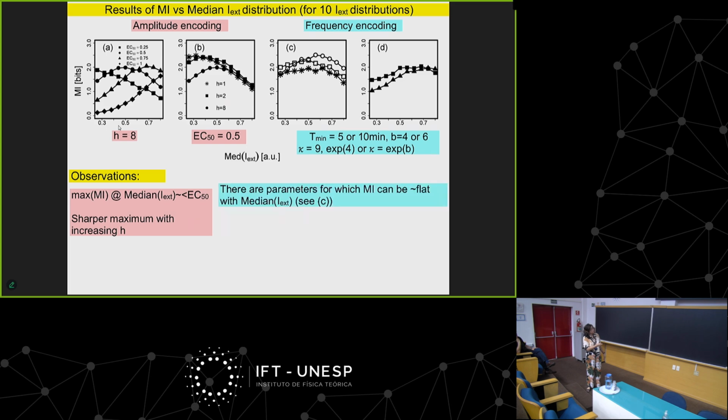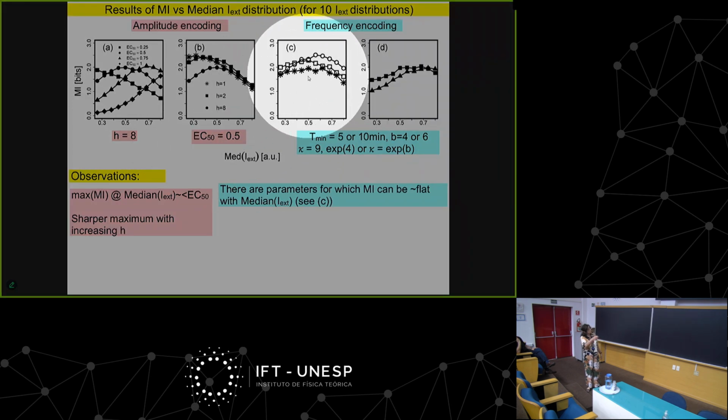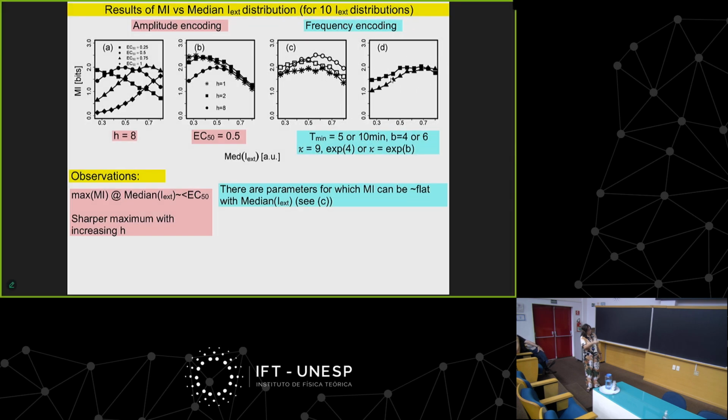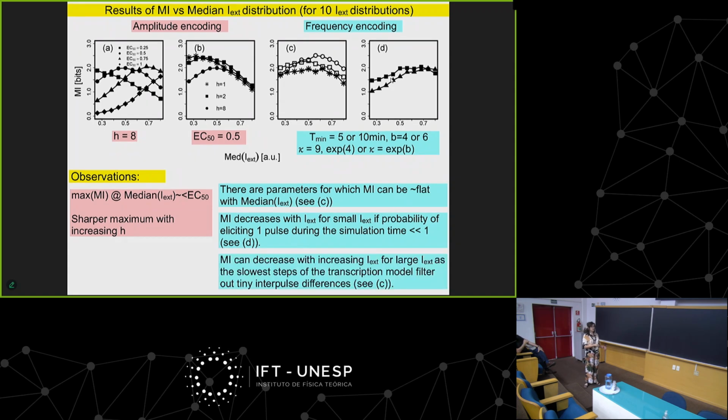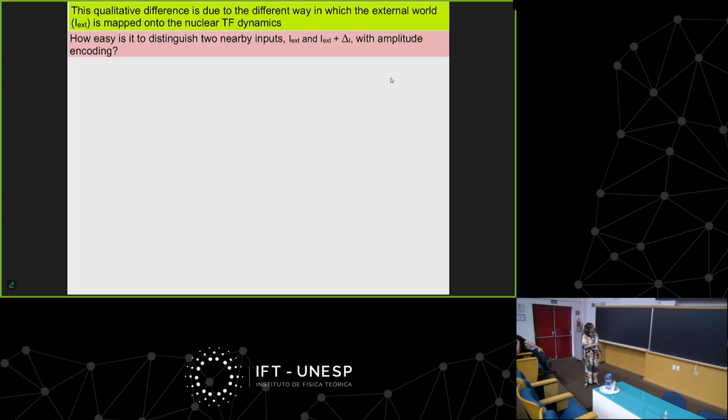In the case of frequency encoding, there are cases in which the information is relatively flat. It can also change with the median, but it can also be relatively flat, which is the main message I want to convey. And this comes from the different dependence of how the transcription factor maps the external world.